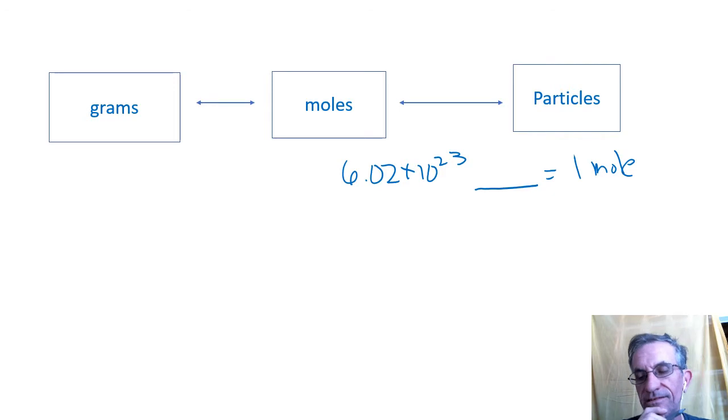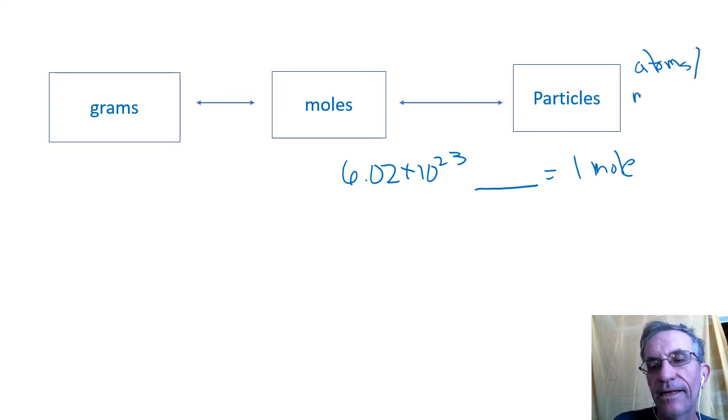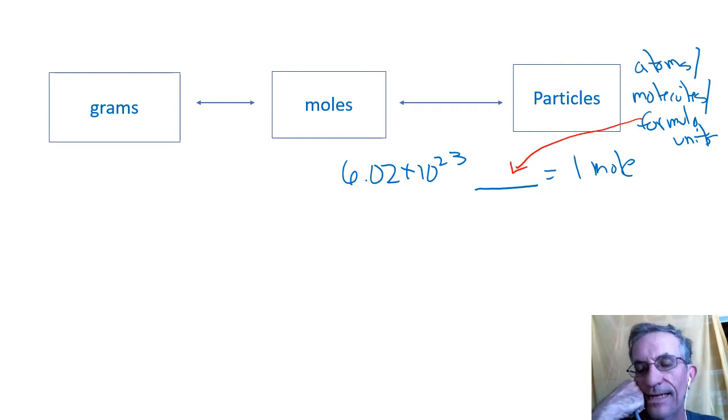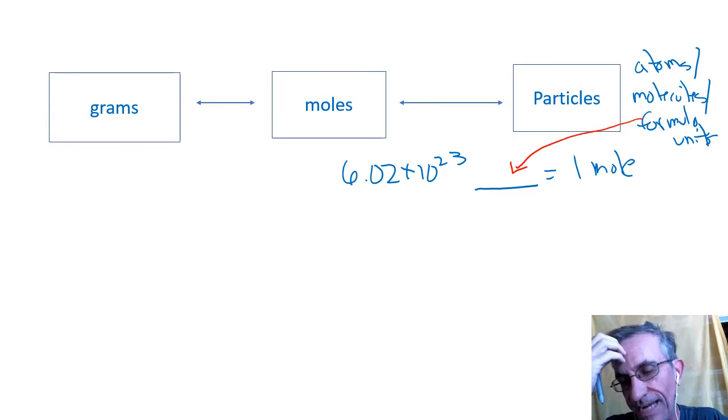Now, those somethings are different kinds of particles. They could be atoms, if we're talking about an element. They could be molecules, if we're talking about a molecular compound, or they could be formula units, if we're talking about an ionic compound. So one of those three words you're going to stick in this box here, depending on what kind of substance we're talking about. 6.02 times 10 to the 23 of something is a mole: atoms or molecules or formula units. That was the last video.